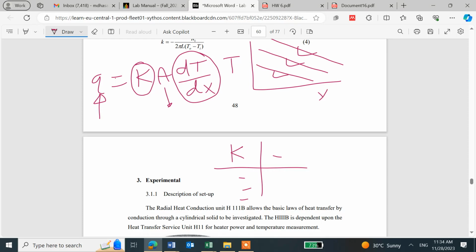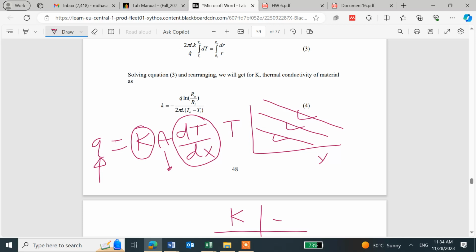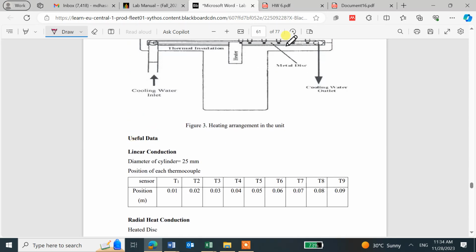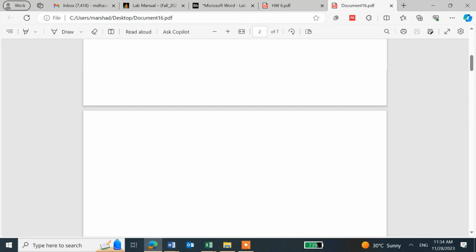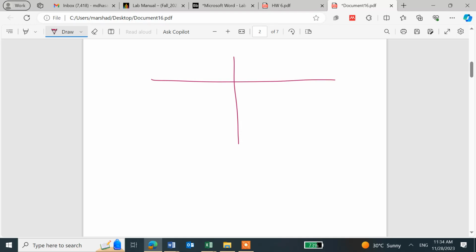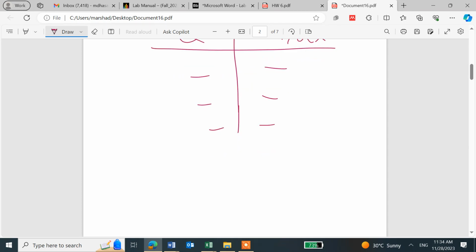And now what you can do, you have three slopes, 1, 2, 3, dT/dx. To prove the Fourier law, at different Q you have dT/dx, right? Three data points, 1, 2, 3. So you can plot Q versus dT/dx.